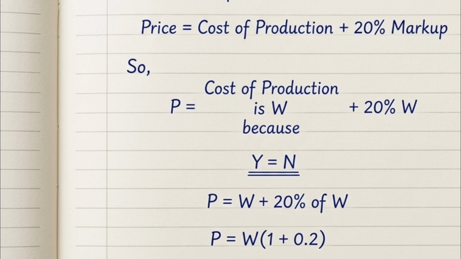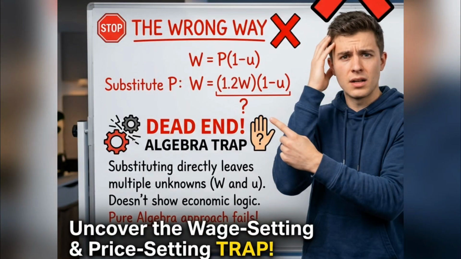Your immediate mathematical instinct is probably to say, hey, I have an expression for P. Let me just substitute it directly into the wage equation. If you do that, you get W equals 1.2 W times 1 minus U. This looks clean on paper, right? But economically, you just drove your car straight into a deep mud pit.